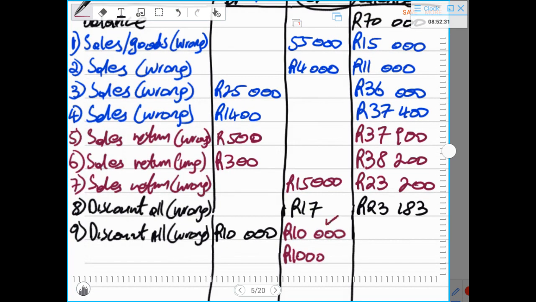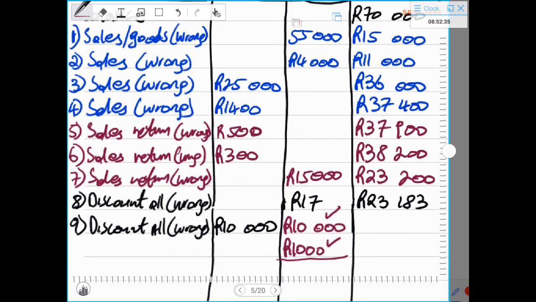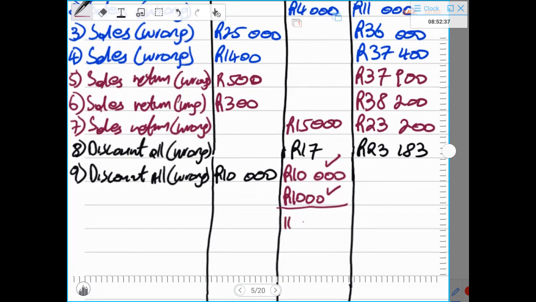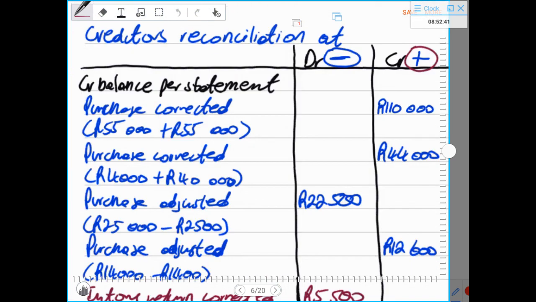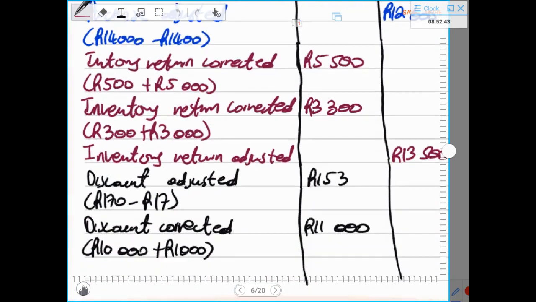But their credit is our debit. Therefore, now the same 11,000 that they will correct on their credit side will be the same 11,000 that we have corrected on our debit side, from our point of view. Now, we have captured that once again.